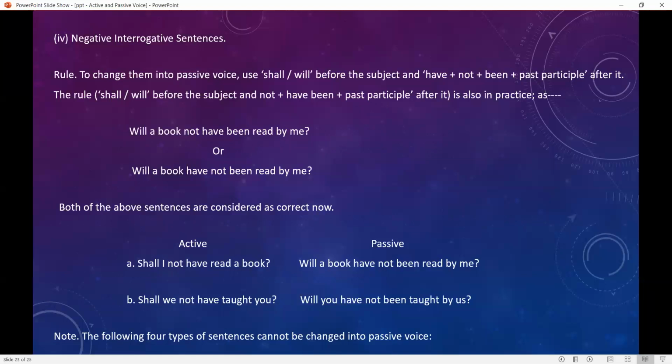Under active, shall I not have read a book? Under passive, will a book have not been read by me? Under active, shall we not have taught you? Under passive, will you have not been taught by us? So carefully read the examples along with the explanation given for your better understanding. Now, what is the note here? The following 4 types of sentences cannot be changed into passive voice.